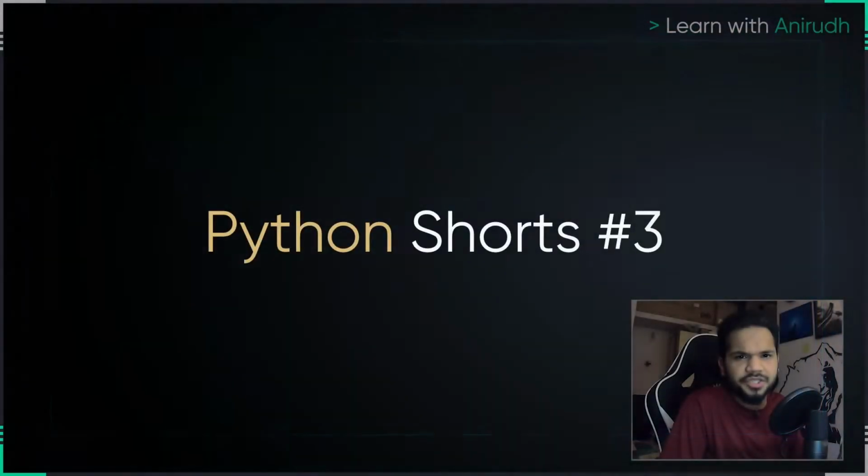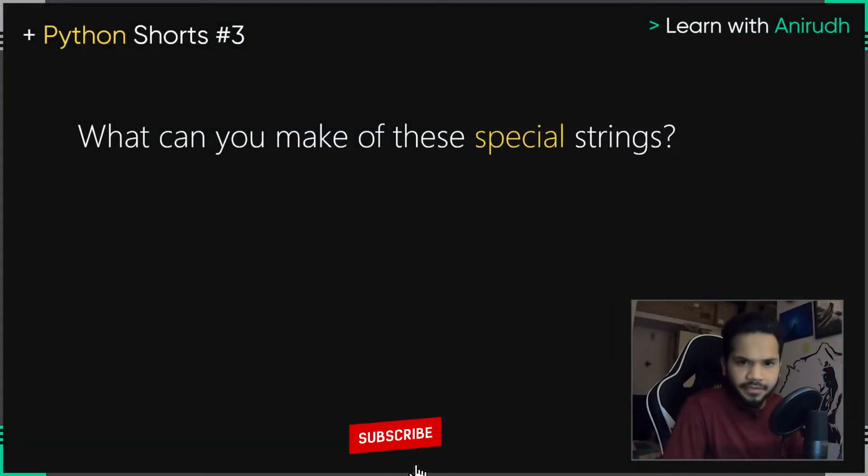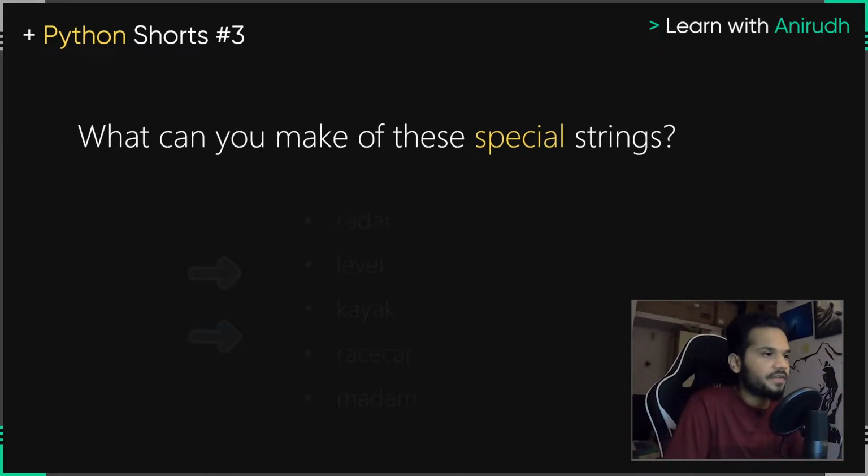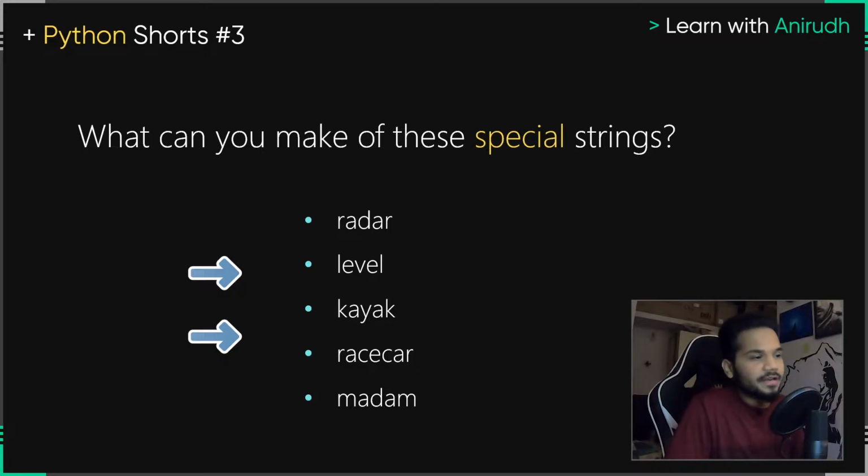And on this one, we're going to be answering a very important question that you might get asked in an interview. Now, I'm going to show you a couple of strings on your screen. Can you tell me what you can find out regarding those? Look at these. We have 5 words in front of you: radar, level, kayak, race car, and madam.